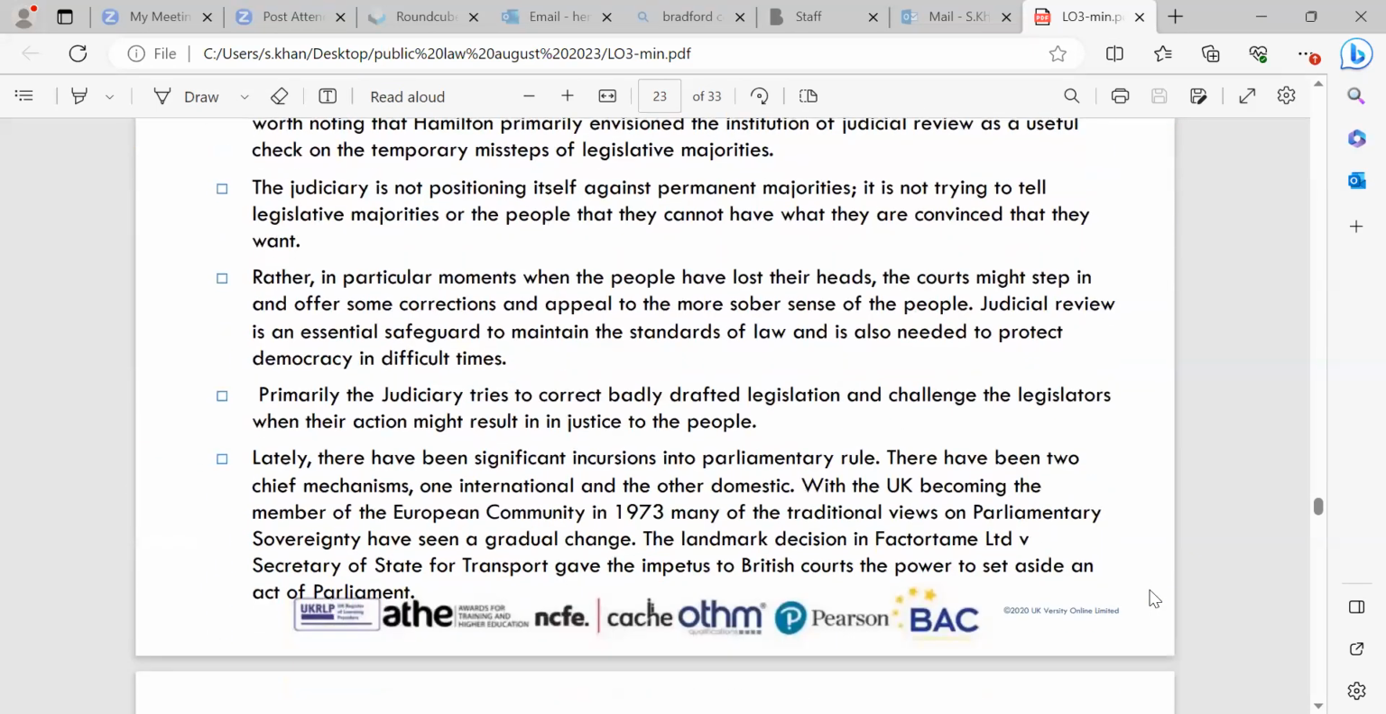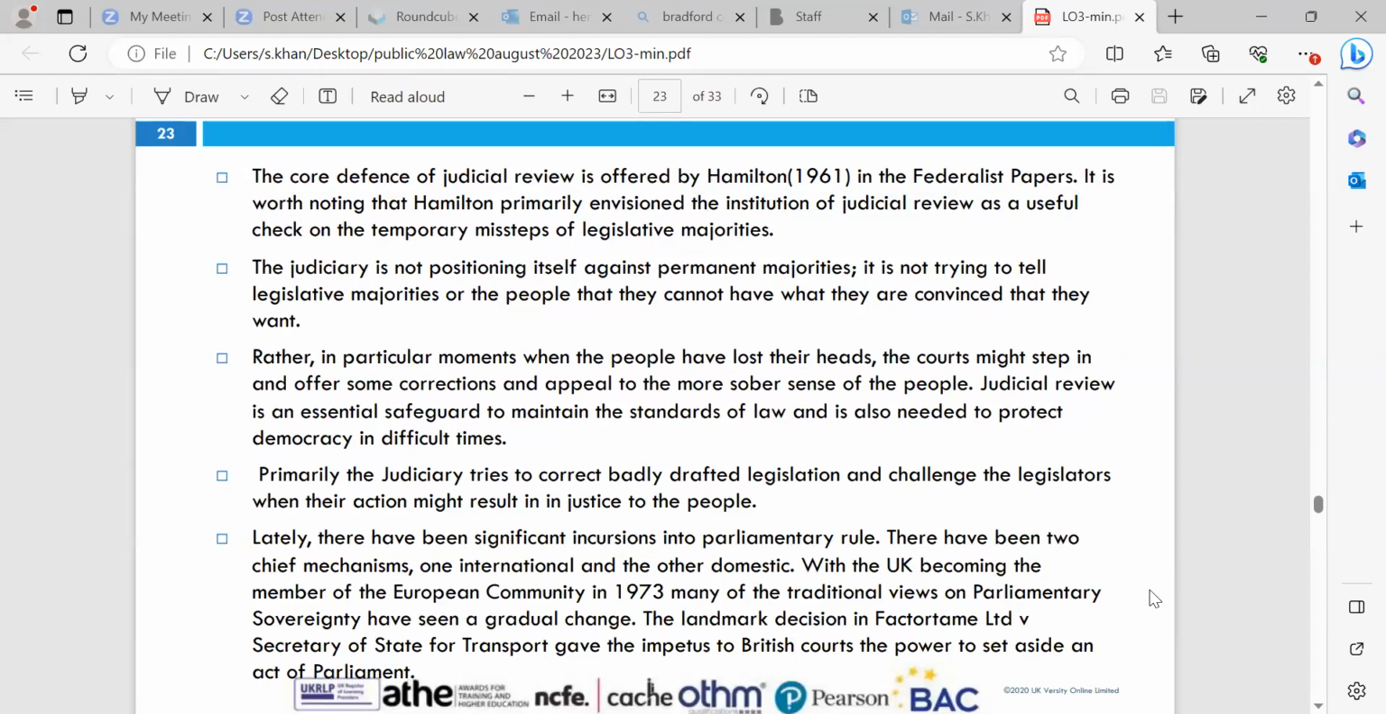The core defence of judicial review was offered by Hamilton 1961 in the Federalist Papers. It is worth noting that Hamilton primarily envisaged the institution of judicial review as a useful check on the temporary mistakes of legislative majorities. The judiciary is not positioning itself against permanent majorities. It is not trying to tell legislative majorities or the people that they cannot have what they are convinced that they want. Rather, in particular moments when the people have lost their heads, the courts might step in and offer some corrections and appeal to the more sober sense of the people.